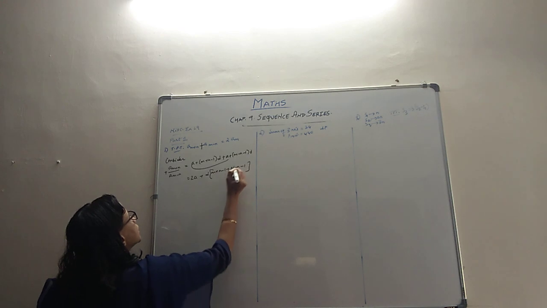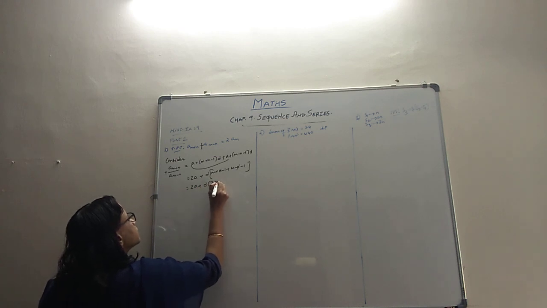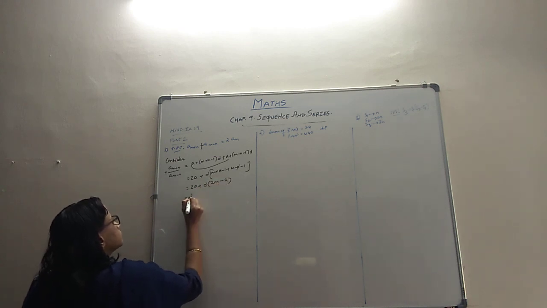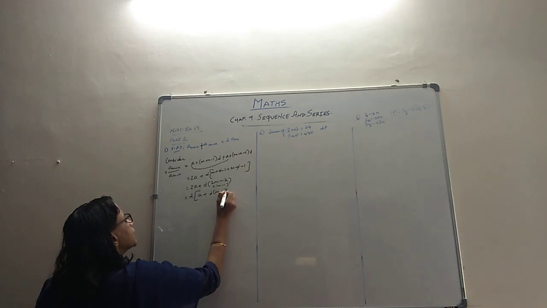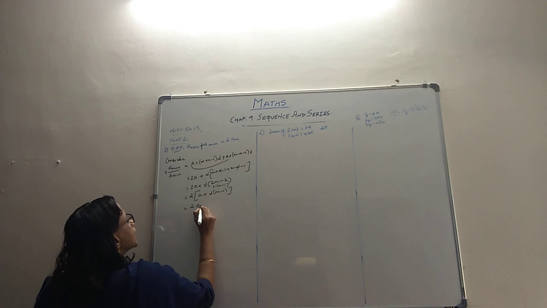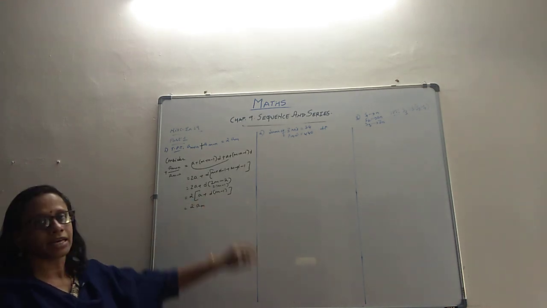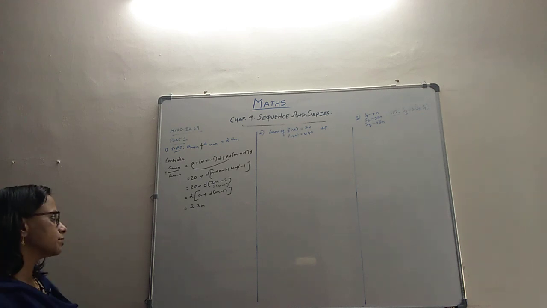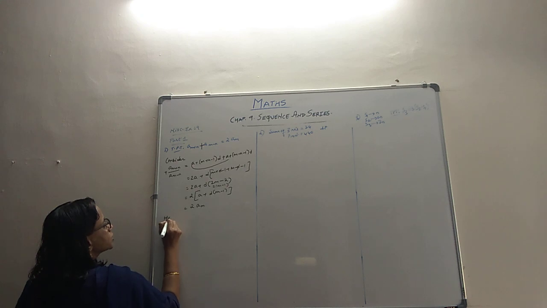We have the n cancelled, and then you have 2a plus d times m plus m, which is 2m, and minus 2. This can always be written as 2 times m minus 1. So 2 can go overall common, a plus d times m minus 1, which is the mth term. That's the formula for the mth term. So you have that as 2 a m, and that's what they have asked us, hence proved.